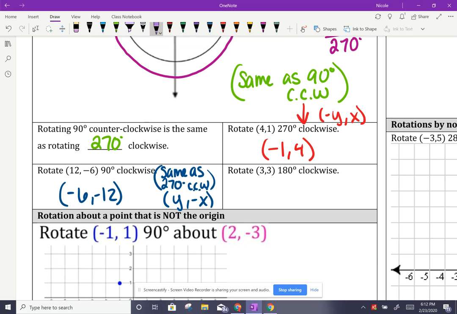And then we have rotating the point 3, 3, 180 degrees clockwise. Well, this is the same as 180 counterclockwise. So nothing really changes there. You just have negative x and negative y. So this turns into negative 3, negative 3.